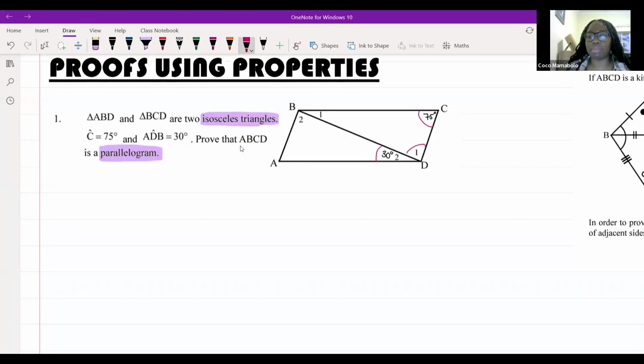How much should D1 be? Correct, Sally, absolutely. D1 should be equal to 75 degrees because those are the base angles of my isosceles triangle. So I can say angle C is equal to angle D1, which is equal to 75 degrees. And then I have to say opposite angles equal sides.